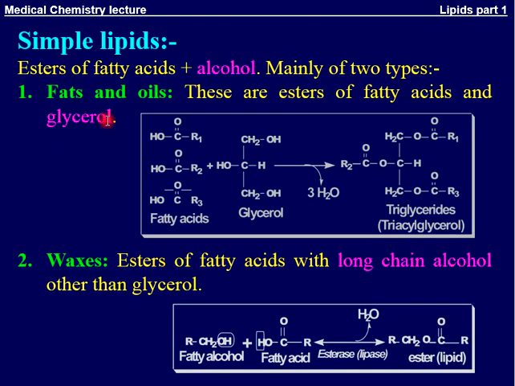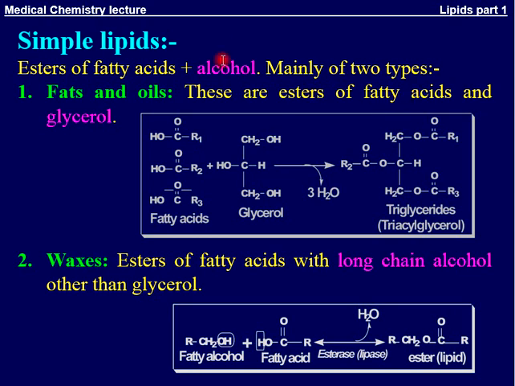The first class is simple lipids. Simple lipids are esters of fatty acid plus alcohol, esters produced from the reaction of a fatty acid with alcohol. Mainly there are two types: fats and oils.